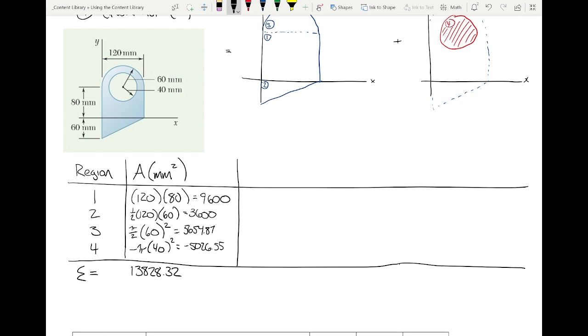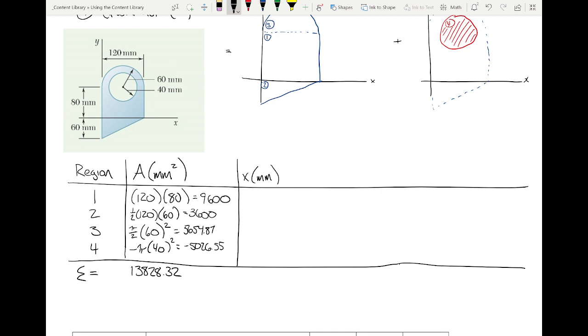Somebody pick an axis. Which axis do you want to do first? X or Y? It doesn't matter. Want to do X? Let's do X. Okay. So what I'm going to do is create a new column here. I'm going to call it X, and these are going to be in millimeters.